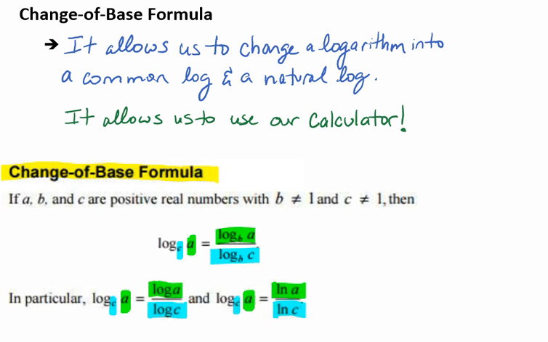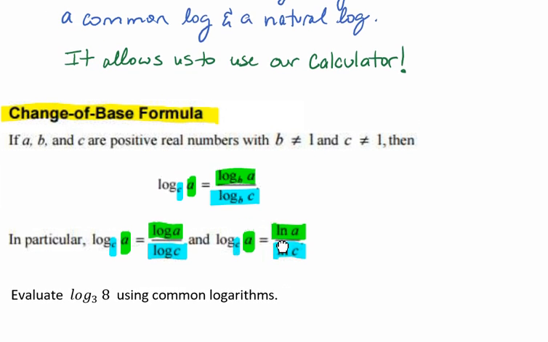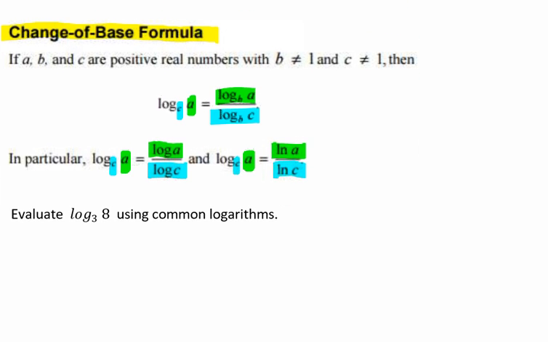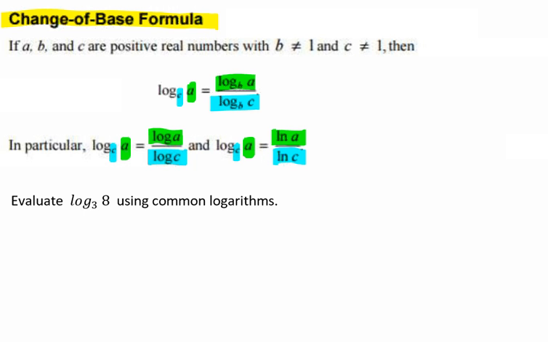Let's go ahead and practice this a little bit. So we're going to evaluate the log base 3 of 8, but we're going to do it using common logs. And in order to do that, we're going to need to use the change of base formula. So here we have the log base 3 of 8, and we're going to write that using our change of base formula. We're going to have the log of 8 divided by the log of 3. What's important to note is that the base stays on the bottom. And remember that it's all about that base.